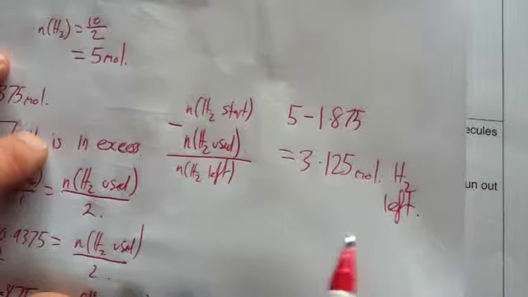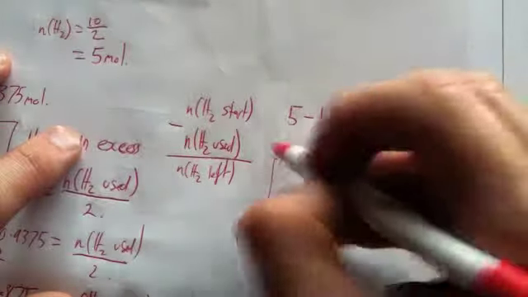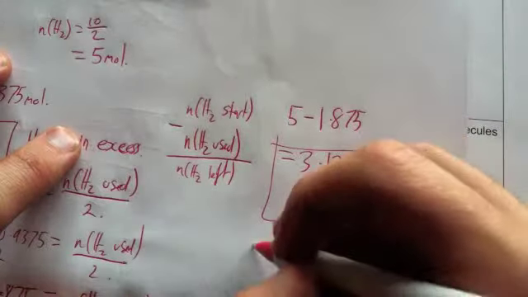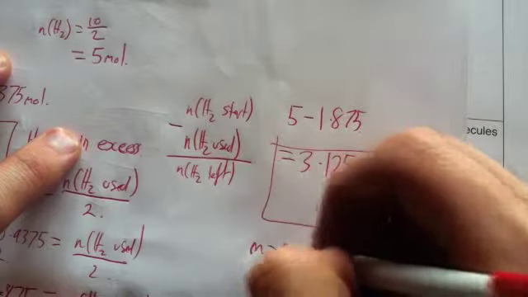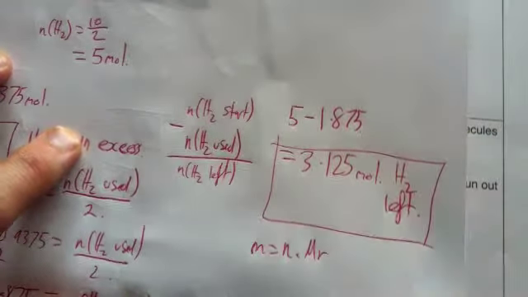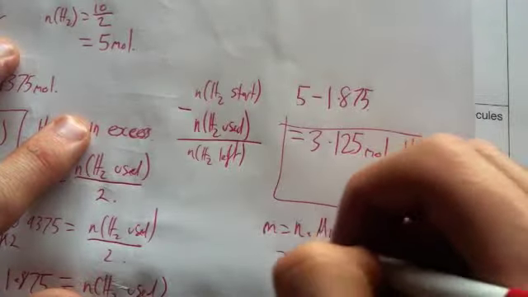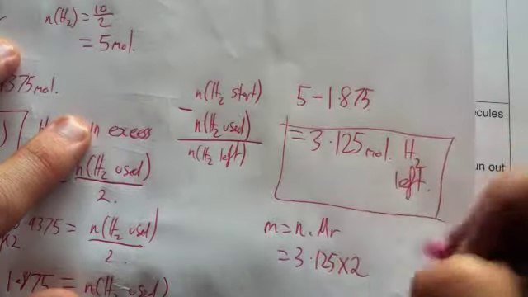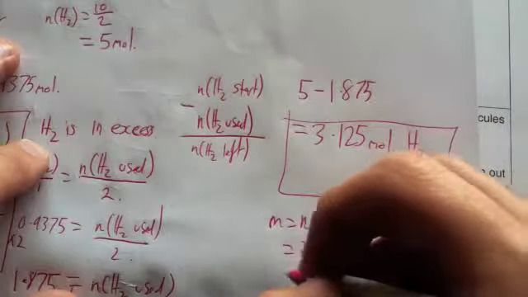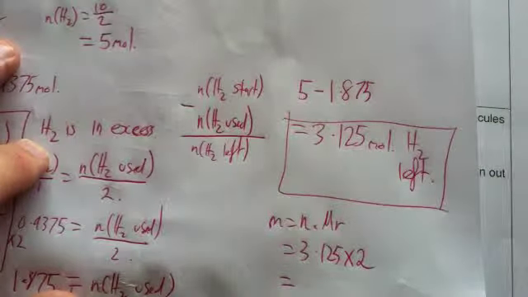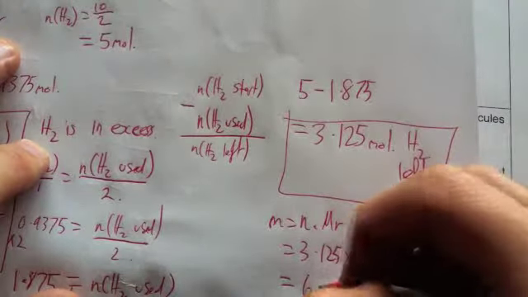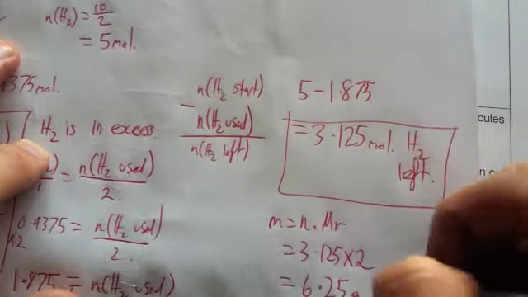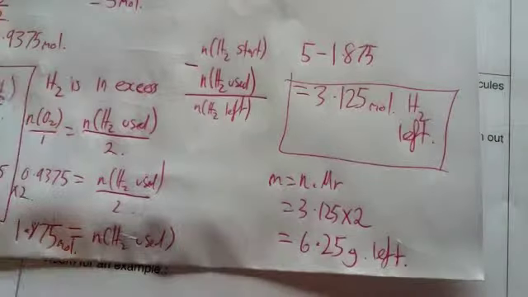So now we have this much left in mole. Let's convert that back into grams. Mass equals number of moles times molar mass, equals 3.125 times 2, because that's the molar mass of hydrogen, equals 6.25 grams left. And that's your answer.